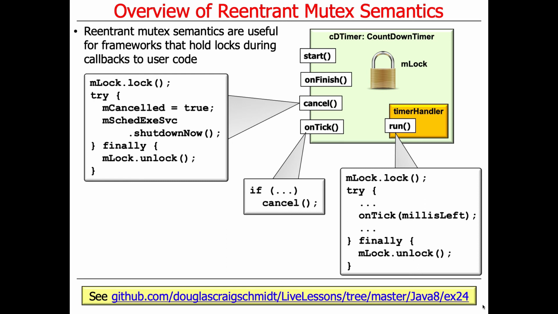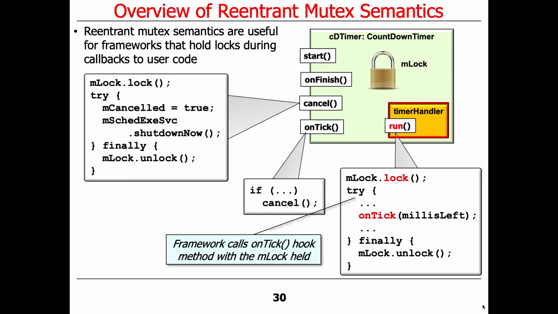So you have a countdown timer, and it has methods called start, onTick, which is a hook method, onFinish, which is when you're done, and cancel. Those are the methods that are part of the countdown timer interface. When someone starts this timer and it begins to run, it's going to acquire the lock because we don't want its state corrupted. And every so often, it's going to call the onTick hook method. So again, let's assume it's 30 seconds, once a second. Once a second, it'll grab the lock and call onTick.